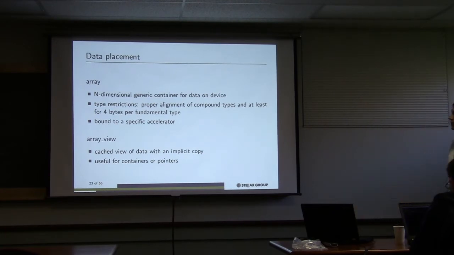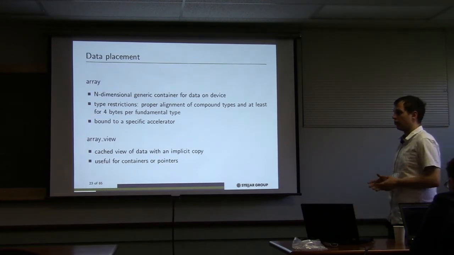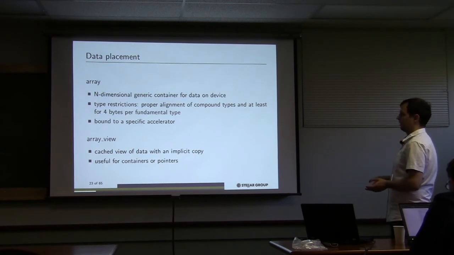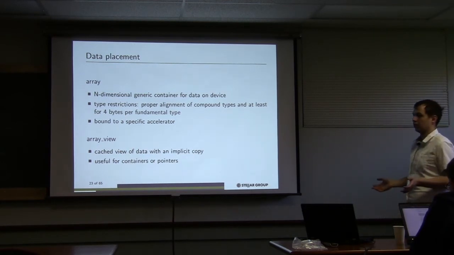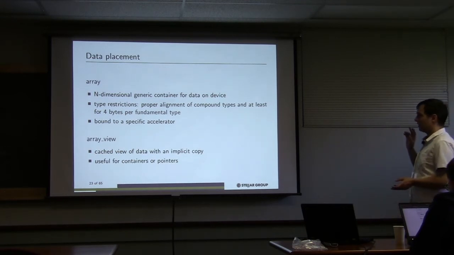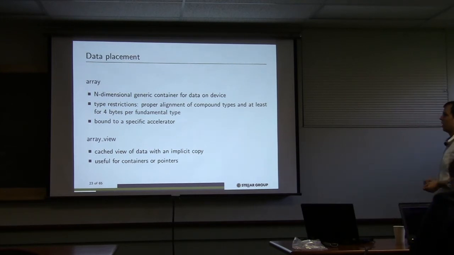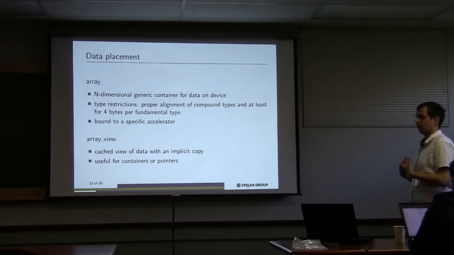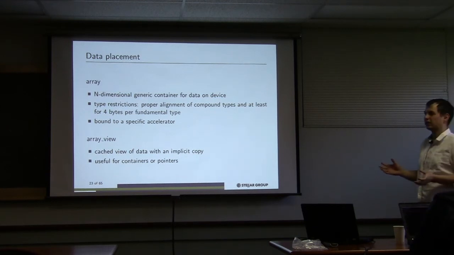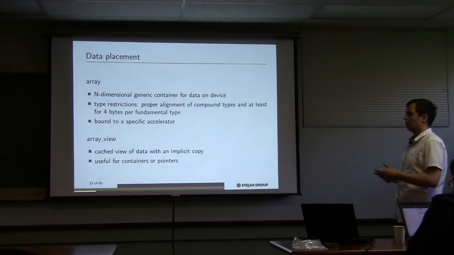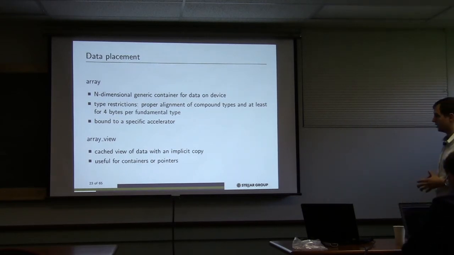We also have to know how to place data. For that, AMP provides array. Array is a container which allows you to put data directly on the device. Again, you can use accelerator to specify on which device. It's n-dimensional. It has a lot of different constructors. Practically, we'll be interested in iterator-based constructors. There are very liberal type restrictions, compared to SYCL. It means that each type needs at least 4 bytes, which excludes booleans or bitfields. And there is also an alignment of 4 bytes, I believe. An array is located on one accelerator, and you know on which one it is placed.